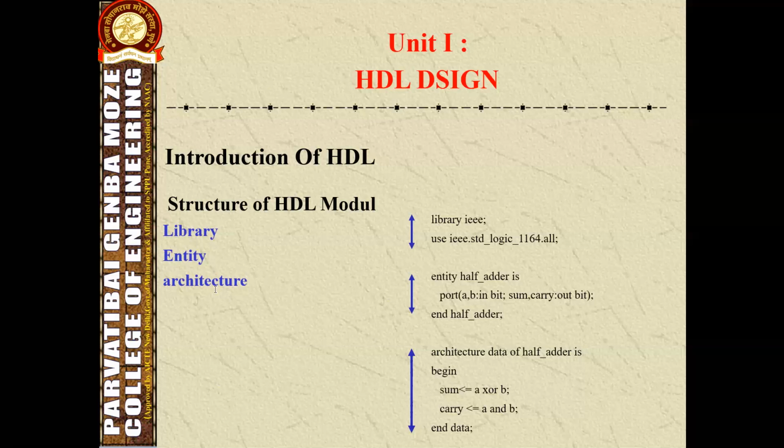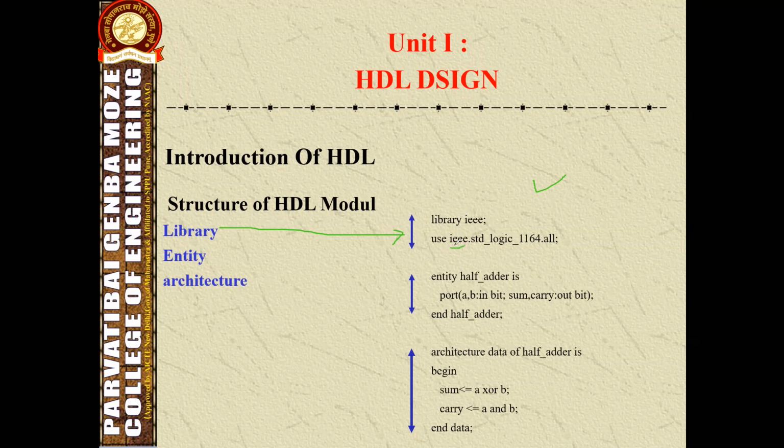Here, for example, this is a small example of a half adder program. Here, this part is a library. This is the library which was provided by IEEE, the Institute of Electrical and Electronics Engineers. They have finally updated it with a library that is called STD_LOGIC_1164. This is the library. So except the library, the structure includes two main parts. One is the entity and another one is the architecture.